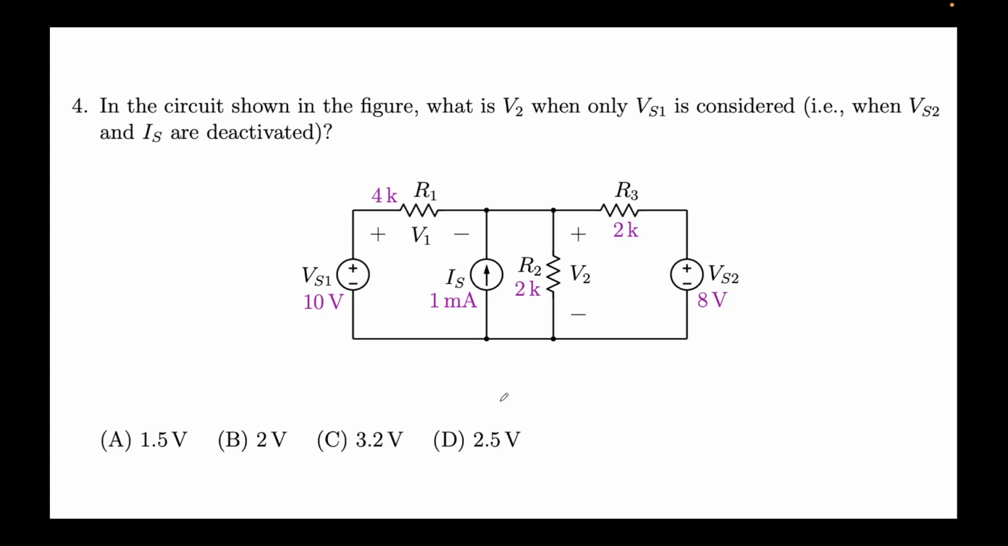So is this the correct answer? Yeah. So I have gotten V2 equal to 2 volts. Note, we have only considered VS1 and we deactivated VS2 and IS, right?